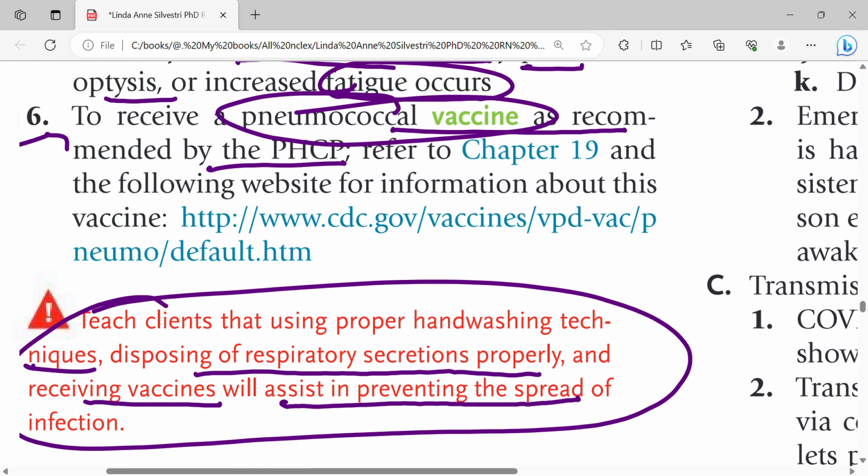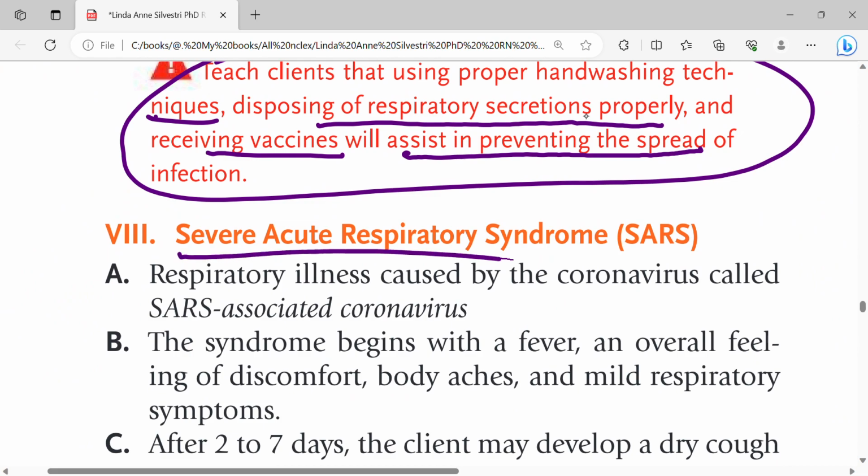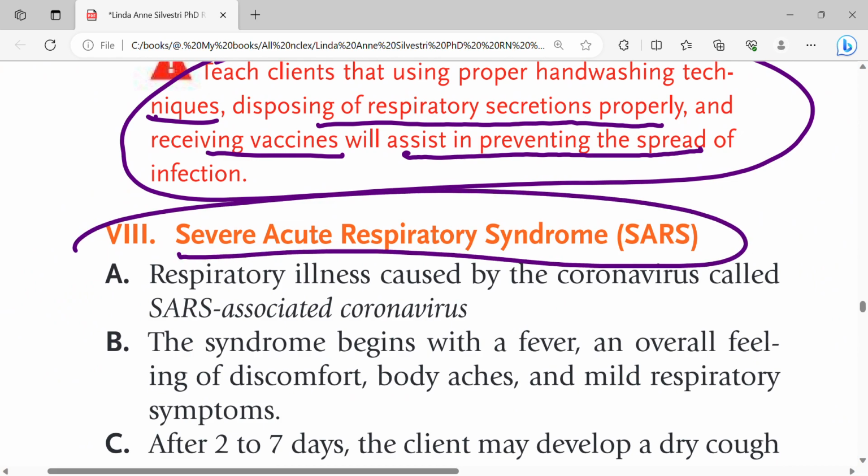So for today's class it's enough. Next class we will see severe acute respiratory syndrome.